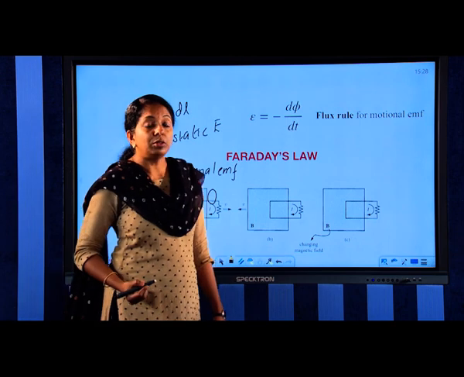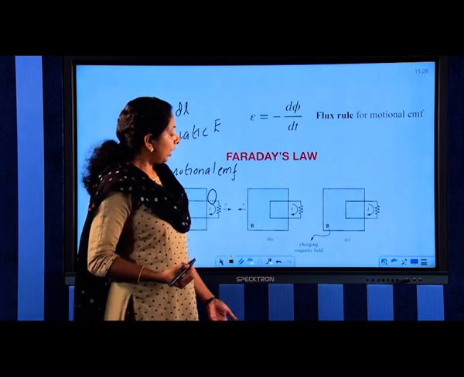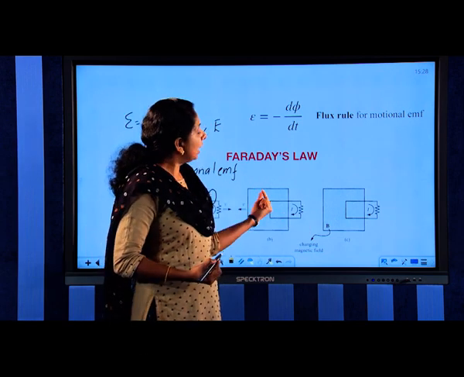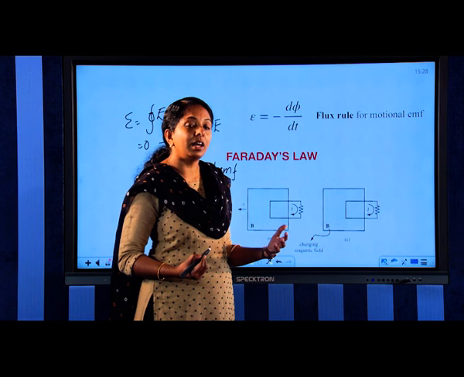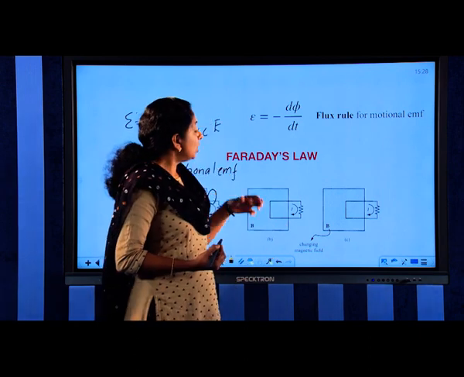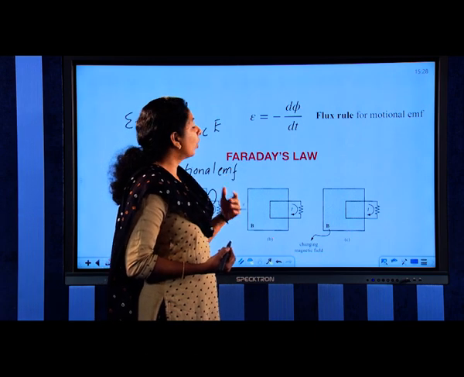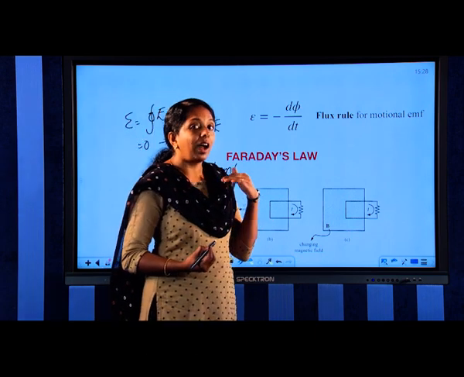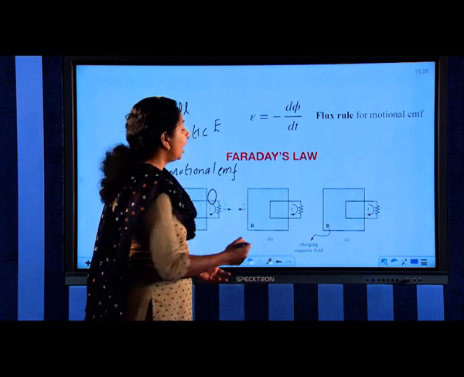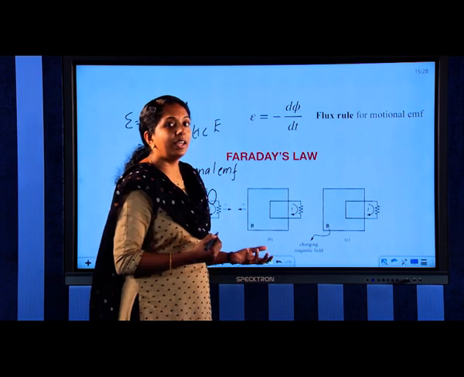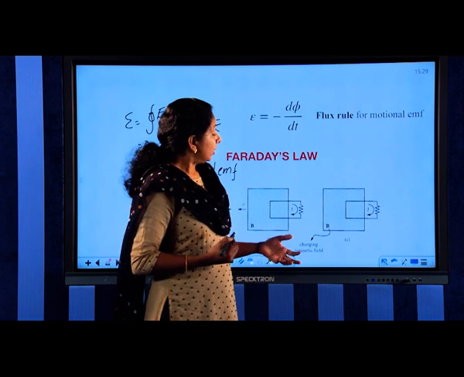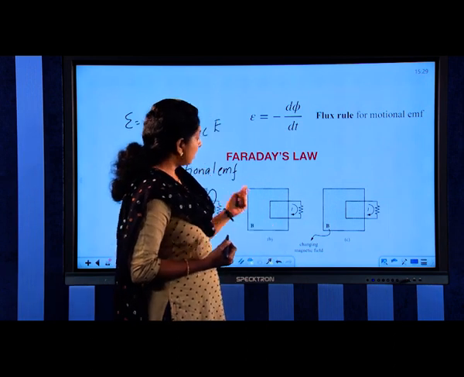So, it is not due to an electrostatic field, and it is not due to a magnetic force either, because here the loop is at rest. We know that a magnetic force acts only on a moving charge. So, it is not due to magnetic force or electrostatic force, yet a current is generated. Then what kind of force can act on a charge at rest? Only an electric field. So, this is an entirely new kind of field that is driving the charges in the circuit.